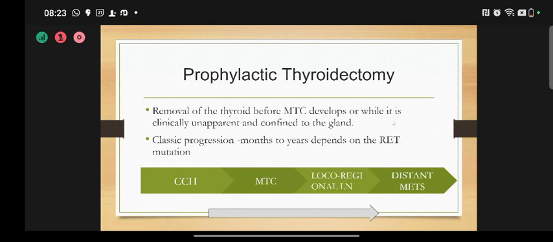So coming to the topic of prophylactic thyroidectomy. Prophylactic thyroidectomy means we are removing the thyroid before the medullary thyroid cancer sets in, or before it is clinically apparent. The classical progression of medullary thyroid cancer in a hereditary setup is that initially there will be C-cell hyperplasia, which will progress into medullary thyroid cancer, then progress into locoregional lymph nodes, and then the distant mets.